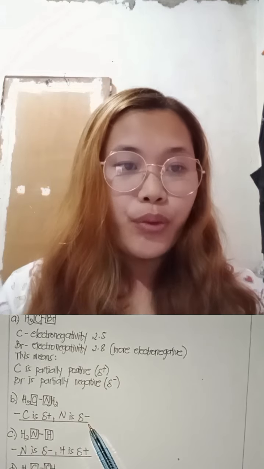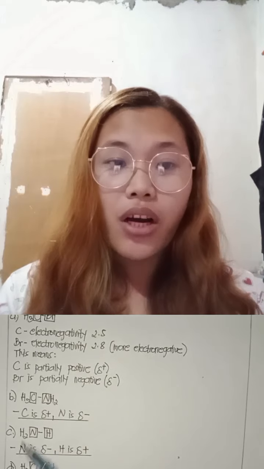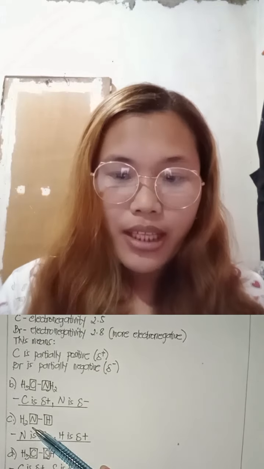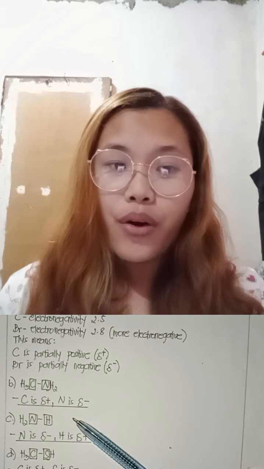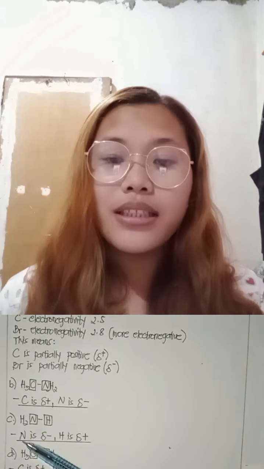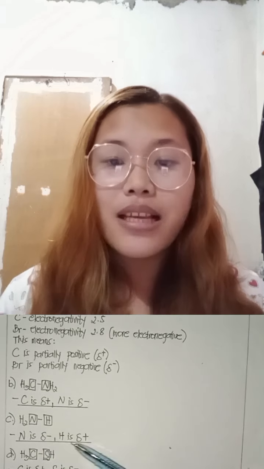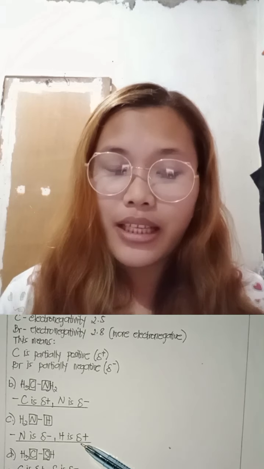Letter C, we will get the electronegativities of nitrogen and hydrogen. So nitrogen has 3.0 electronegativity and hydrogen has 2.1. So nitrogen is more electronegative. Hydrogen is partially positive and nitrogen is partially negative.